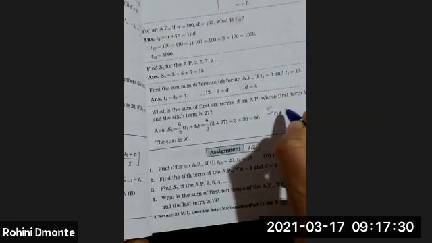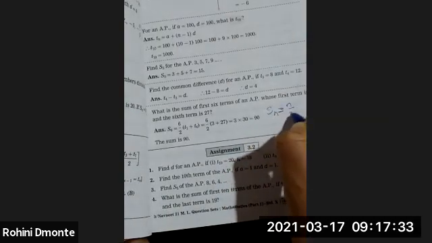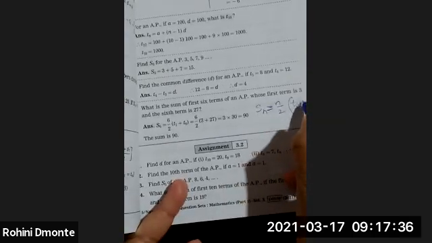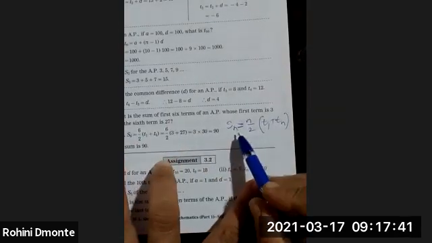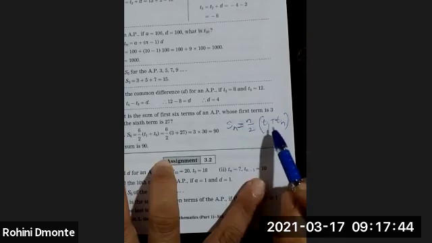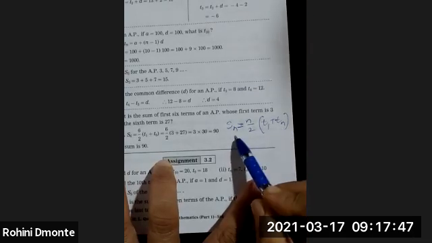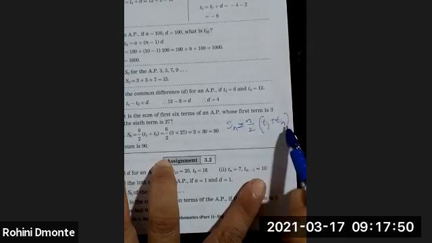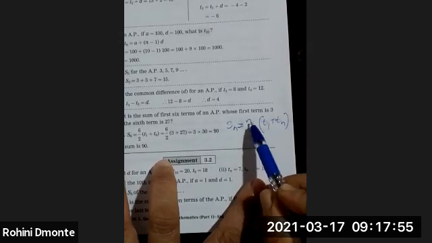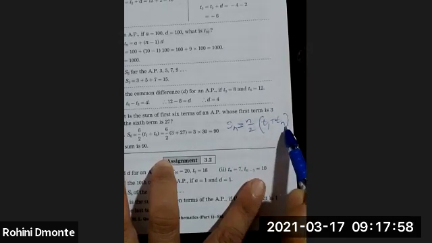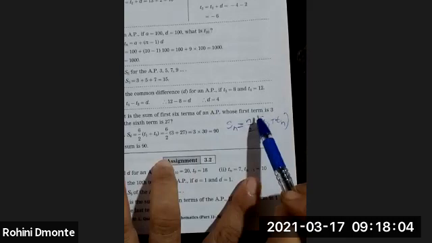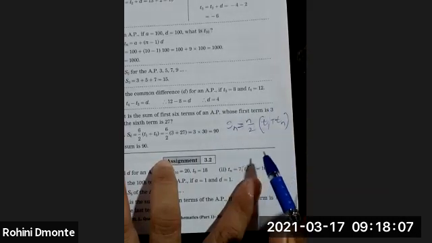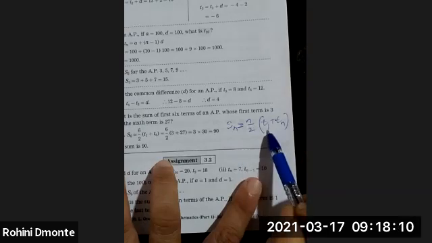Sn is equal to n upon 2 into T1 plus Tn. Look here. Here you have to consider n as 6. Since the first term is given and the sixth term is given, you consider the sixth term as the nth term. So Sn is equal to n upon 2 in bracket T1 plus Tn. There are two formulas for Sn, but when it is specifically given like this, you can use this formula.